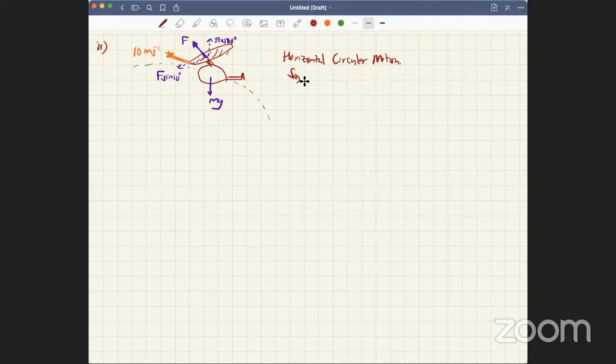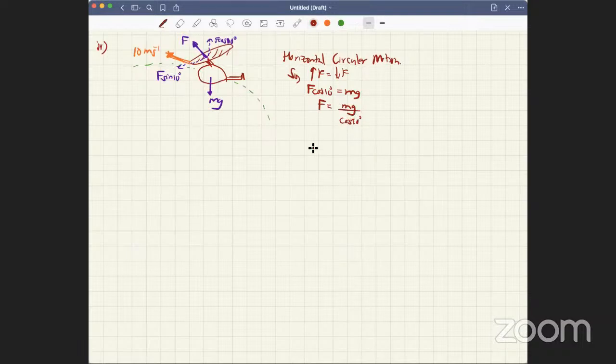And there will be a tangential velocity of 10 meters per second. Okay, right. So now, horizontal circular motion. What can I say? The upward force must be balancing out the downward force. The upward force, as before, is F cos 10. The downward force is mg. So F is equal to mg over cos 10.